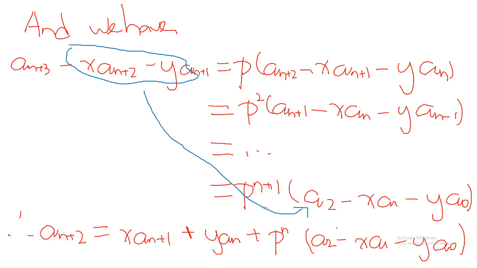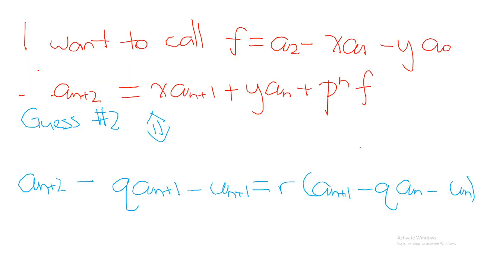Now, trying to pronounce this thing is very difficult, so we want to call it f. So, An plus 2 is x times An plus 1 plus y times An plus p to the nth power times f. And we eliminated an unknown. Now we make a second assumption. This is the same idea, just in another step.